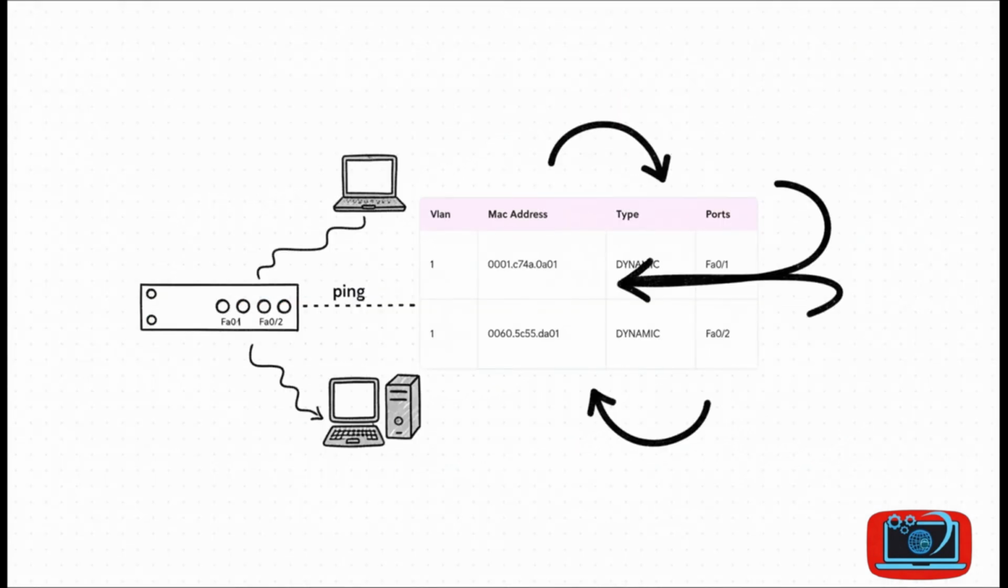And here is the result. This is the aftershot. The admin runs the exact same command again, and just look at that. The MAC address table is now populated. The switch knows that one device is on port FA0/1 and another is on FA0/2. The network is now officially smart.